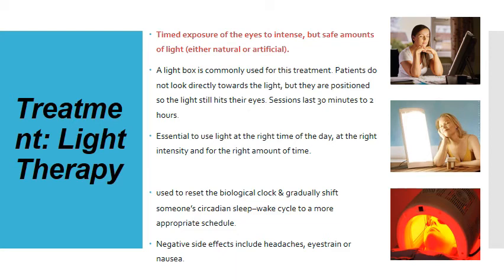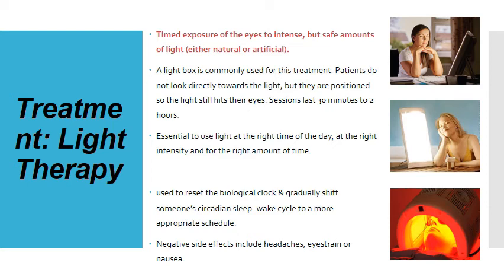It's essential to use the light at the right time of the day, and pretty much what the light does is it stops the secretion of melatonin. And it kind of resets the sleep-wake cycle. And so when you do it, what you're doing is you're just bit by bit gradually shifting someone's sleep-wake cycle to a more appropriate schedule.